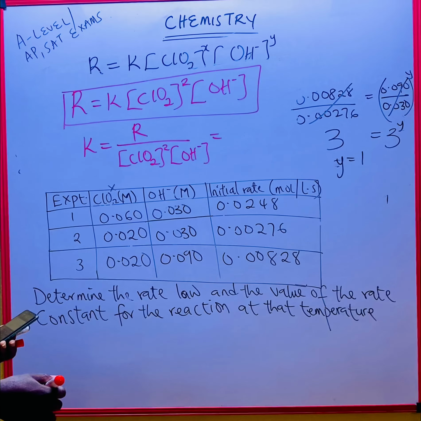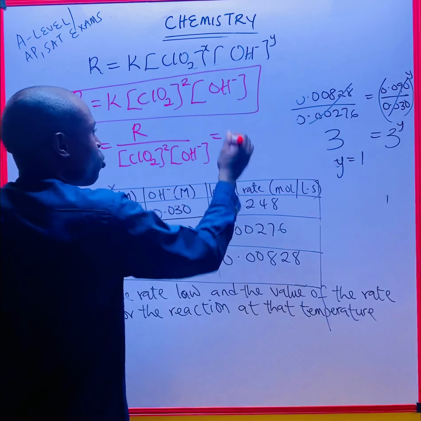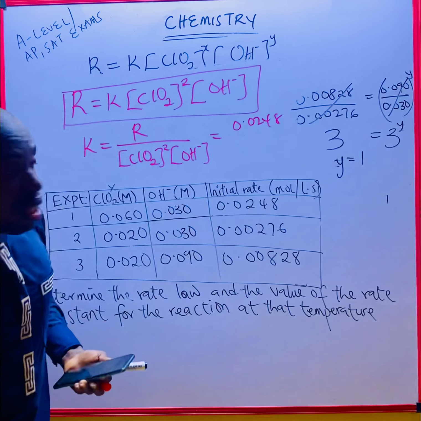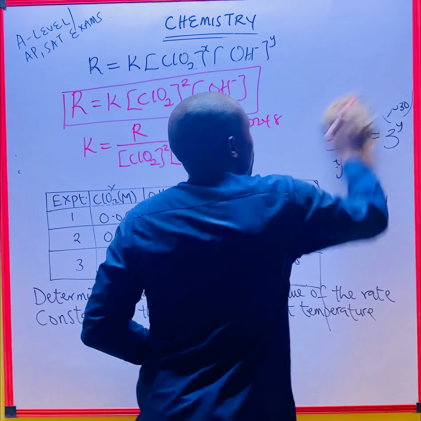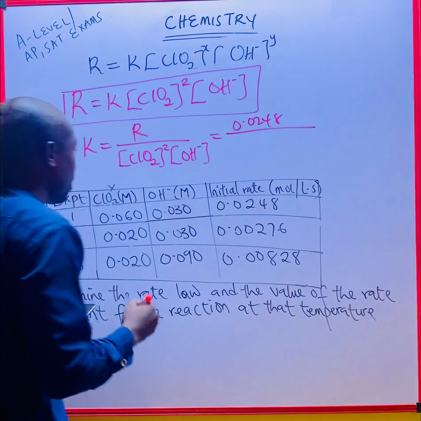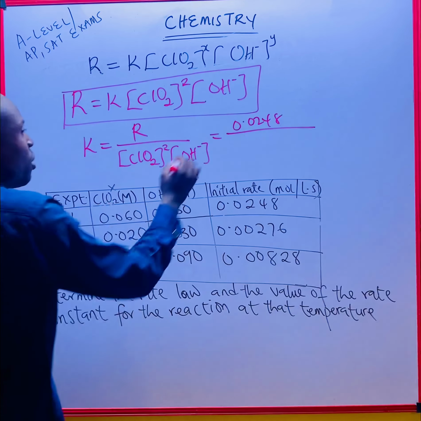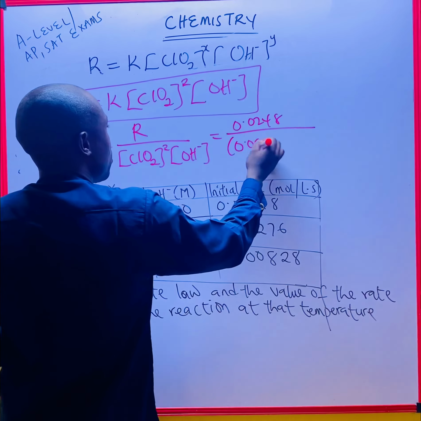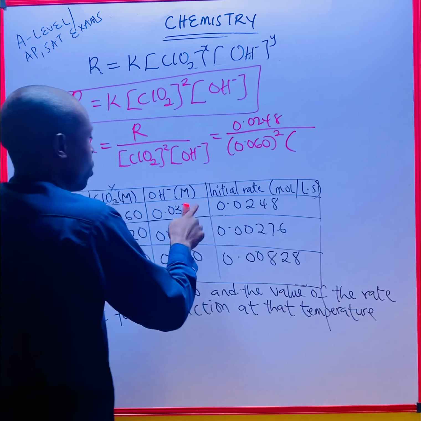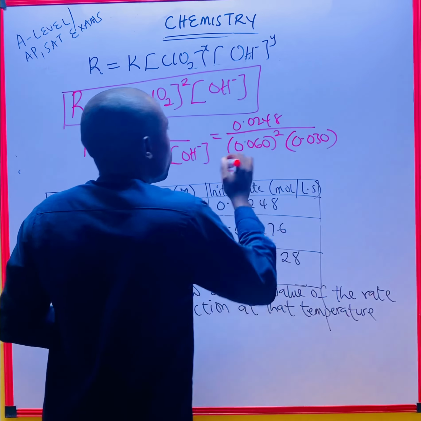So I can decide to pick the first experiment. The rate for this one is 0.0248 over the bracket 0.060 to power 2, then 0.030. So that is it.